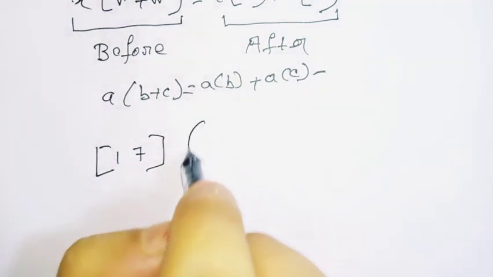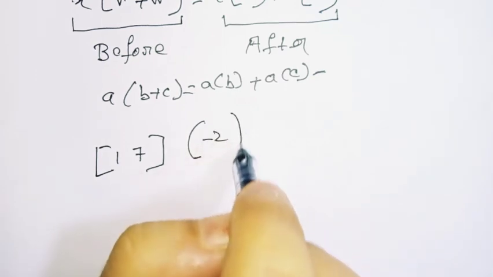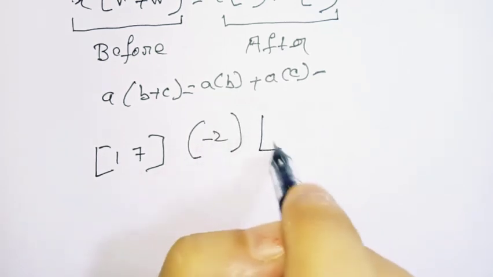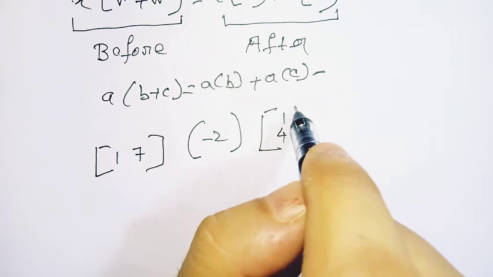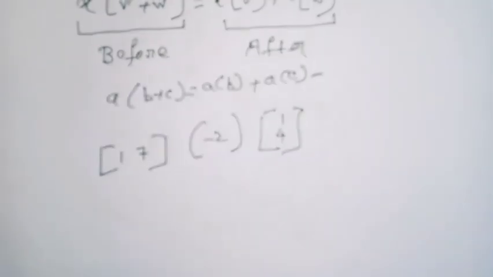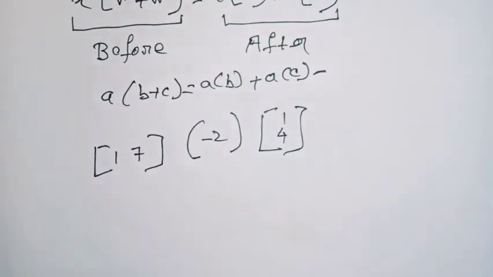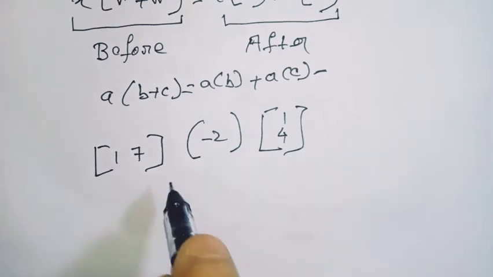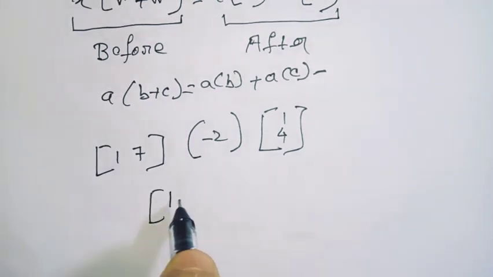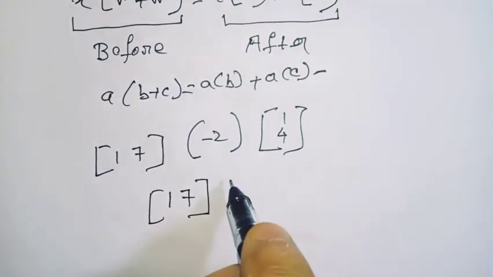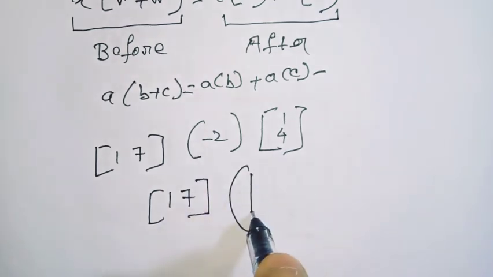So what I can do, I can use -2, and I can use this as 1 4, right? So these are the values which we have got. Once we are scaling it, we can do the same way. We can distribute these values, 1 7, the row vector, I can distribute here, right?